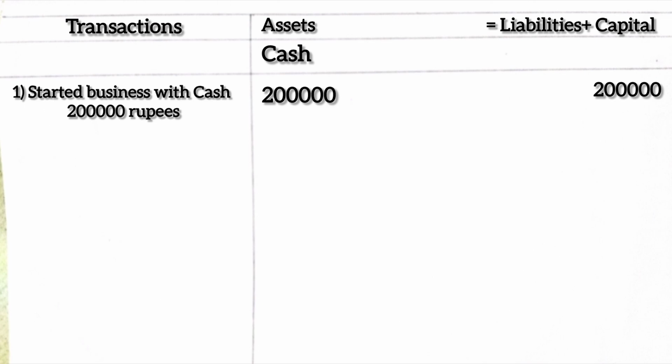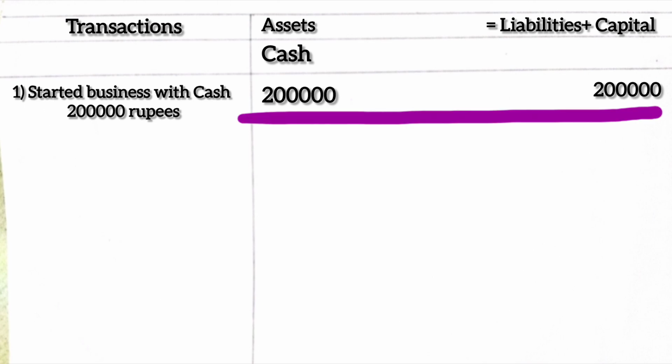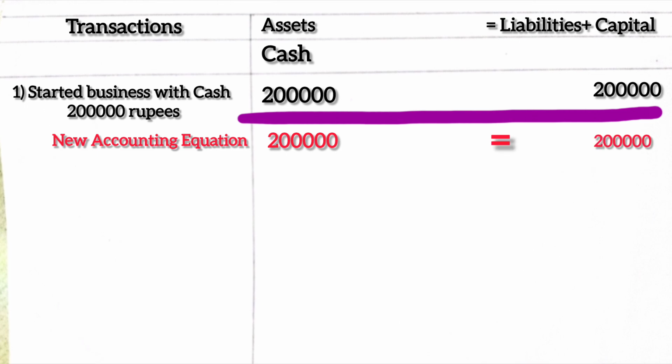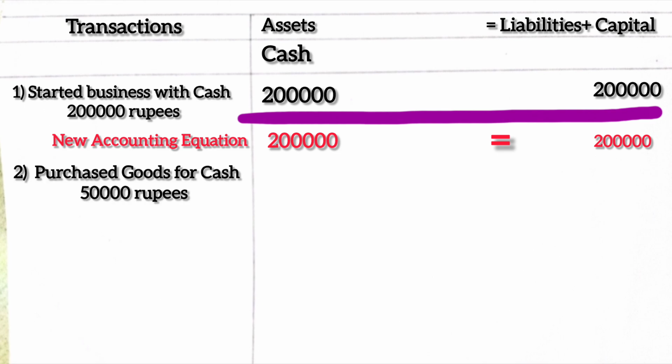Then we will draw a line, and you can see the new accounting equation will be 2 lakh under assets is equal to liabilities. We don't have anything because we are starting our business solely with our own money, with our own cash. So under capital, it's also 2 lakh. Liability is nil and capital is 2 lakh. You see the new accounting equation, assets is equal to capital. This is equal.